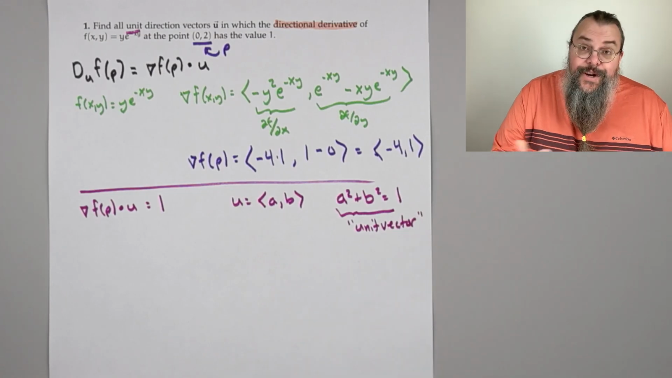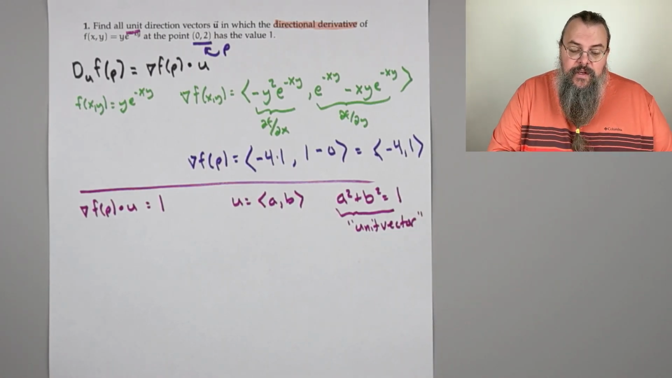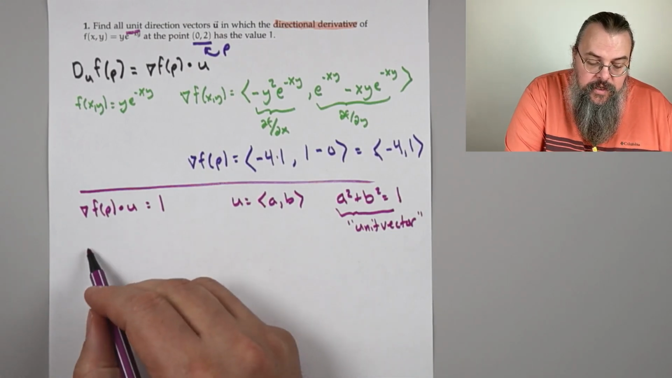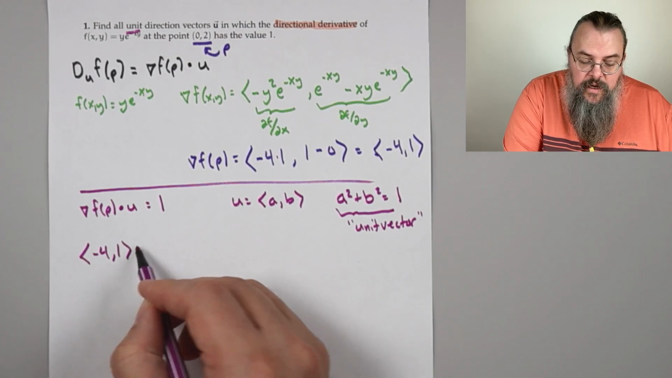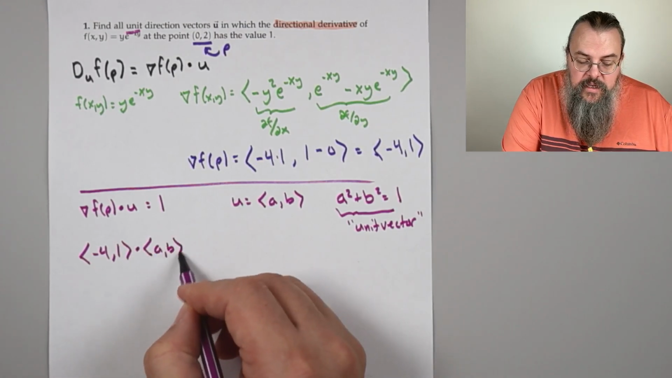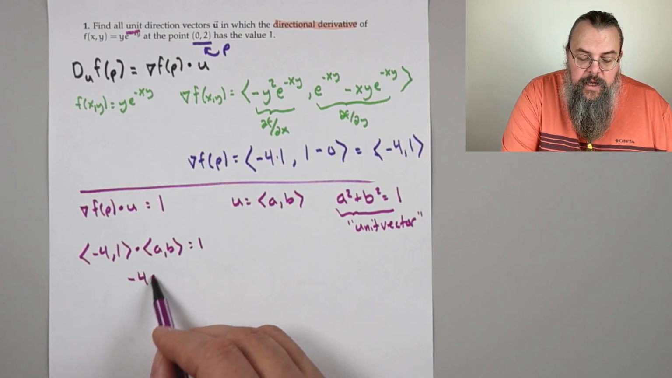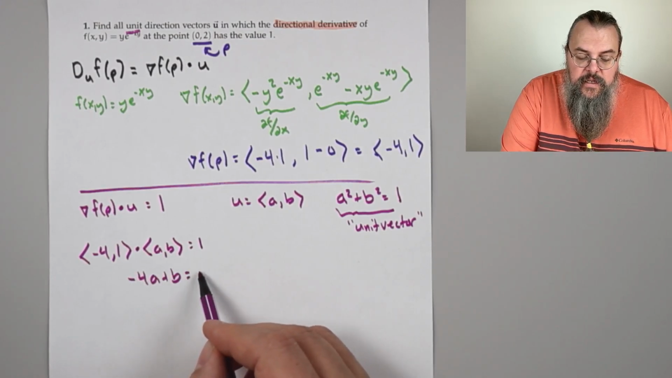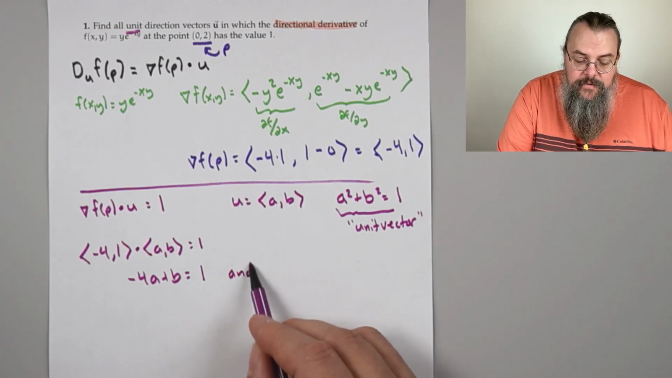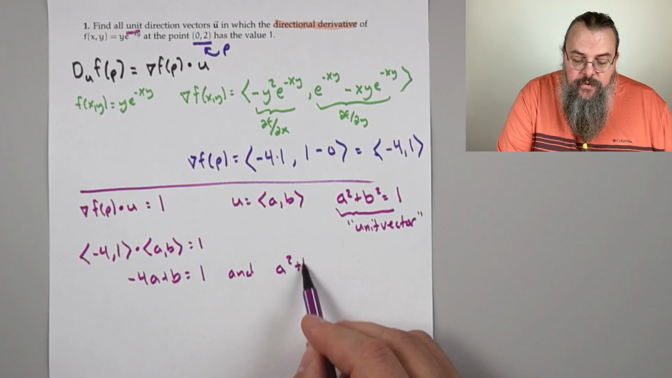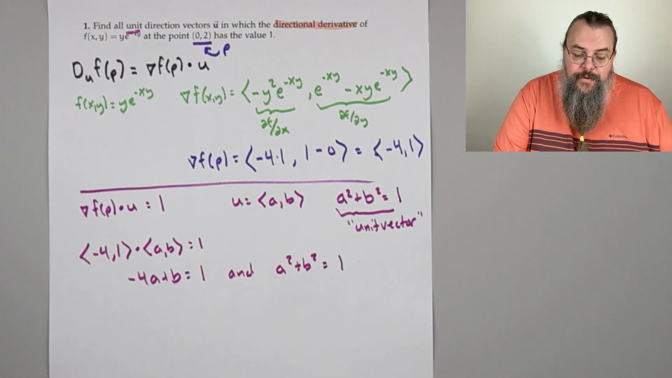Now this part right here is just another way of saying it's a unit vector. So if you square up the entries and add, you get 1. It's the magnitude. Okay, so we need (-4, 1) dot (a, b) equals 1. So that says, well, we need minus 4a plus b equals 1. All right, now what do you have here? You have two equations, minus 4a plus b equals 1, and a squared plus b squared equals 1.